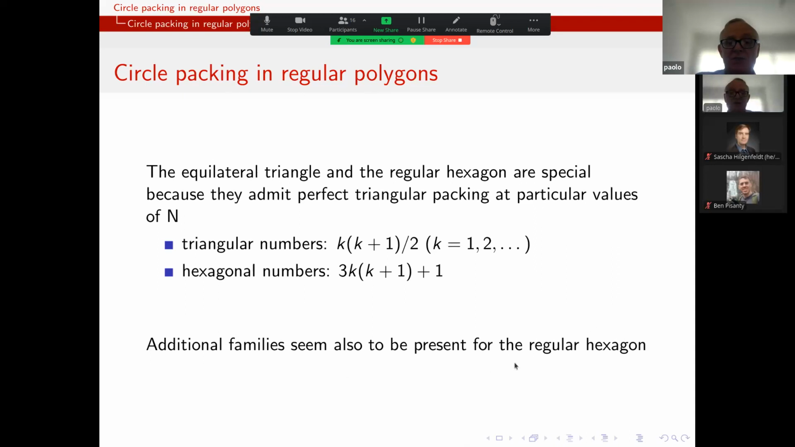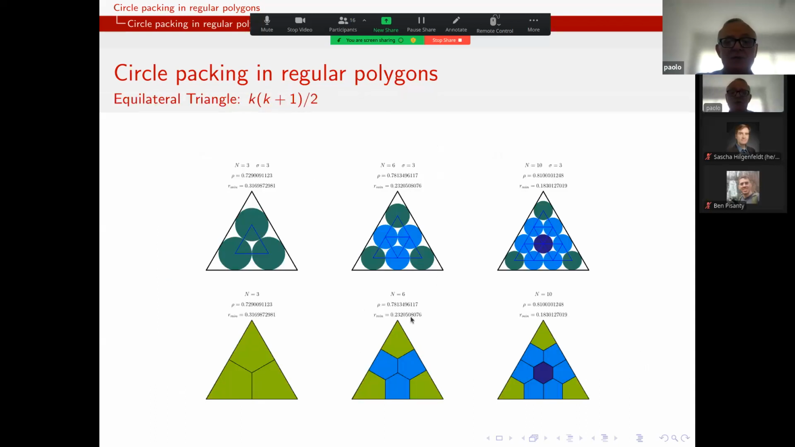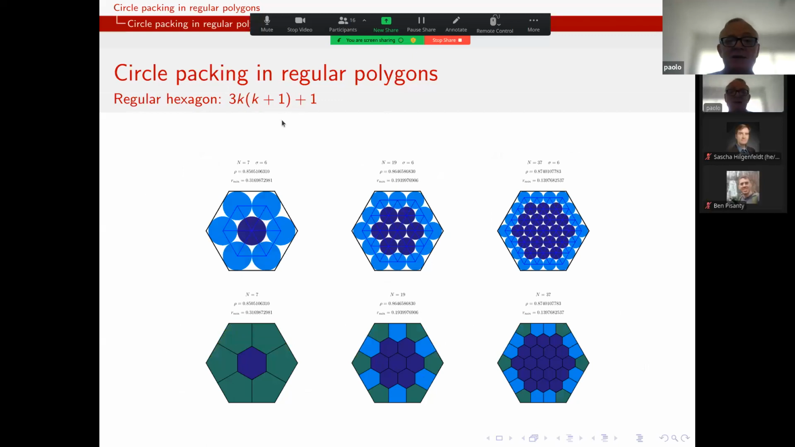There are additional families that I found for the hexagon. I'm not going to present them here, but essentially this is, for example, the best family for the equilateral triangle. It corresponds to a perfect triangular packing in the triangle for these magic numbers, triangular numbers. For the hexagon, it's similar, but the magic numbers are these hexagonal numbers, 3k(k+1)+1, where k goes from 1 to whatever number.